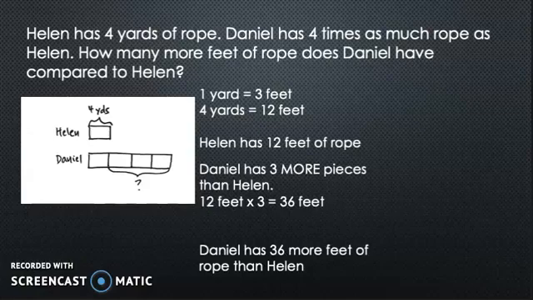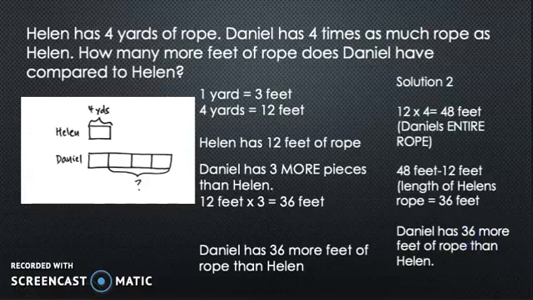You may have also solved this problem by calculating the entire length of Daniel's rope, which would have been 48 feet, and then subtracting 12 feet, which was the length of Helen's rope, and this will also give you 36 feet. Daniel has 36 more feet of rope than Helen does. Give yourself a pat on the back, friends, for working through this problem.